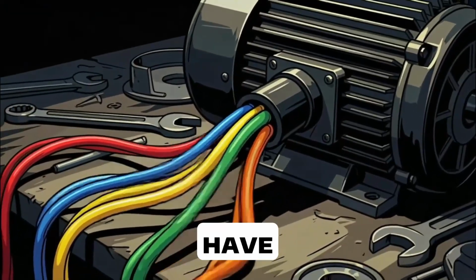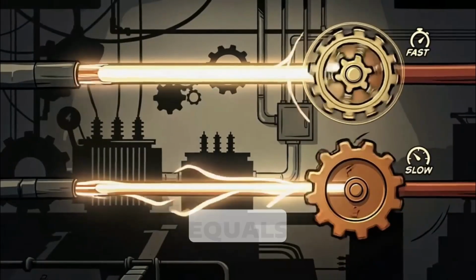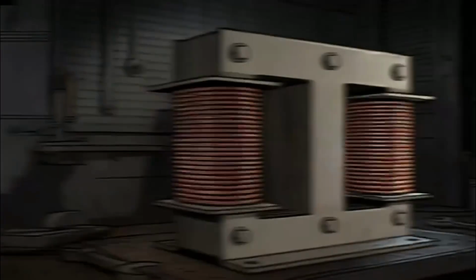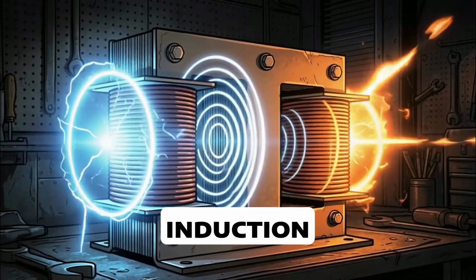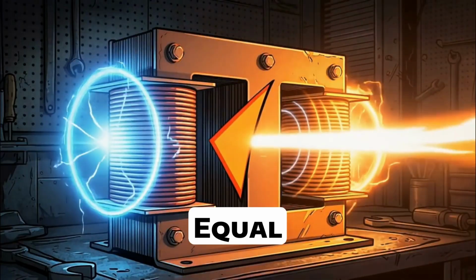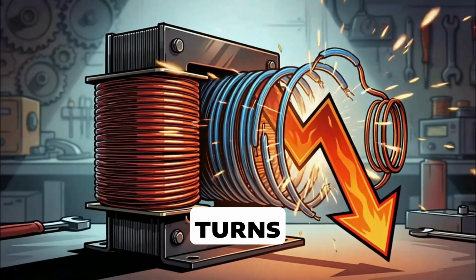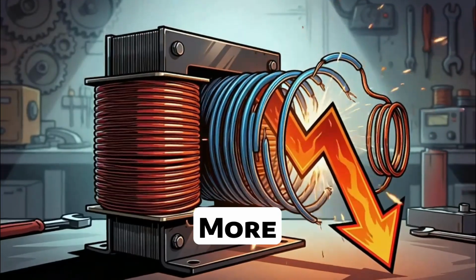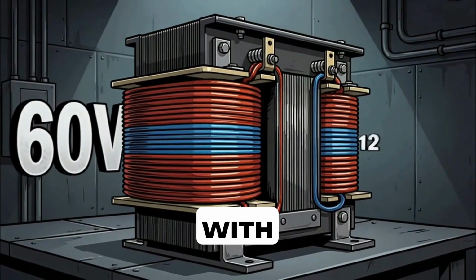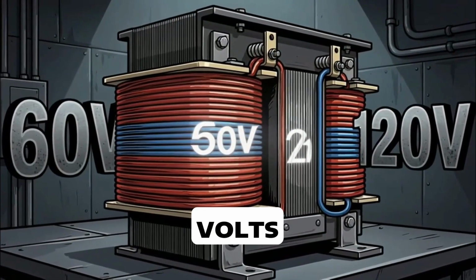Multi-speed motors may have 2, 3, or 5 taps. Higher resistance tap equals lower speed. Lower resistance tap equals higher speed. Transformers work by induction. Primary is input, secondary is output. Equal turns equals 1-to-1 ratio. Fewer secondary turns equals step down. More equals step up. Example: 120 volts with 10 primary turns and 5 secondary turns gives 60 volts.